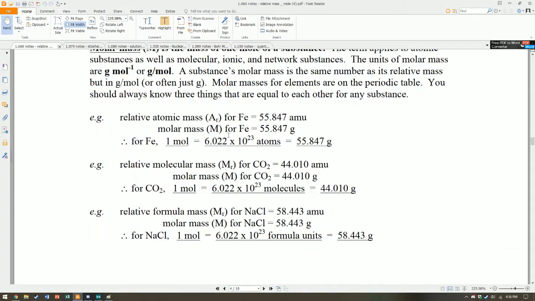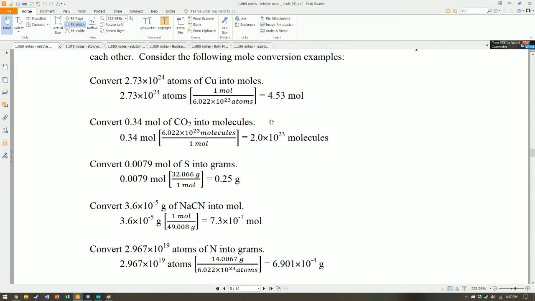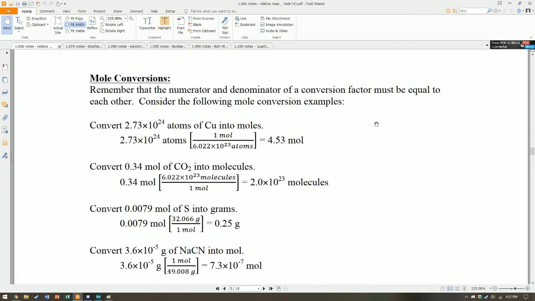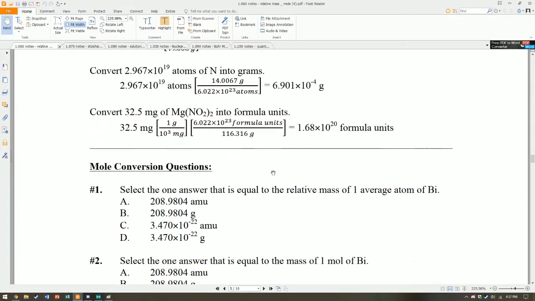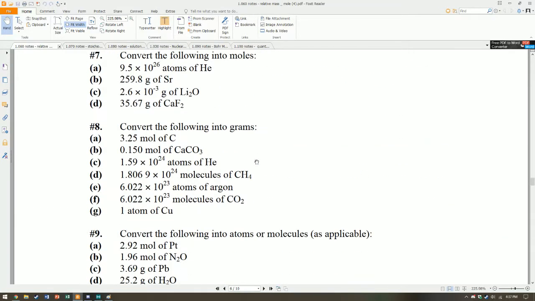For example, the relative atomic mass of iron is 55.847 AMU, so therefore the molar mass is 55.847 grams. So for every 56 grams or so of iron, you have a mole of atoms. You could use those newfound conversion factors to go from grams to moles to atoms, and so on and so forth.